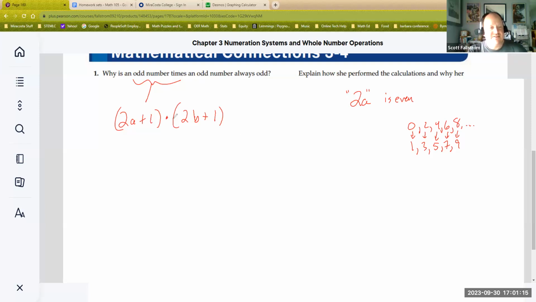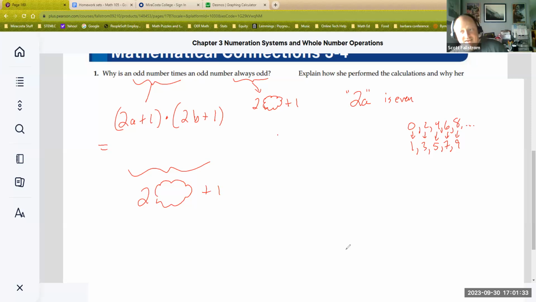So when you multiply these out, at the end, if you want it to always be odd, that means it needs to look like 2 times something plus 1. If you multiply this out, can you rewrite it as 2 times something plus 1? If you can, then the result of an odd number times an odd number will always be odd. You can demonstrate why it has to be true.